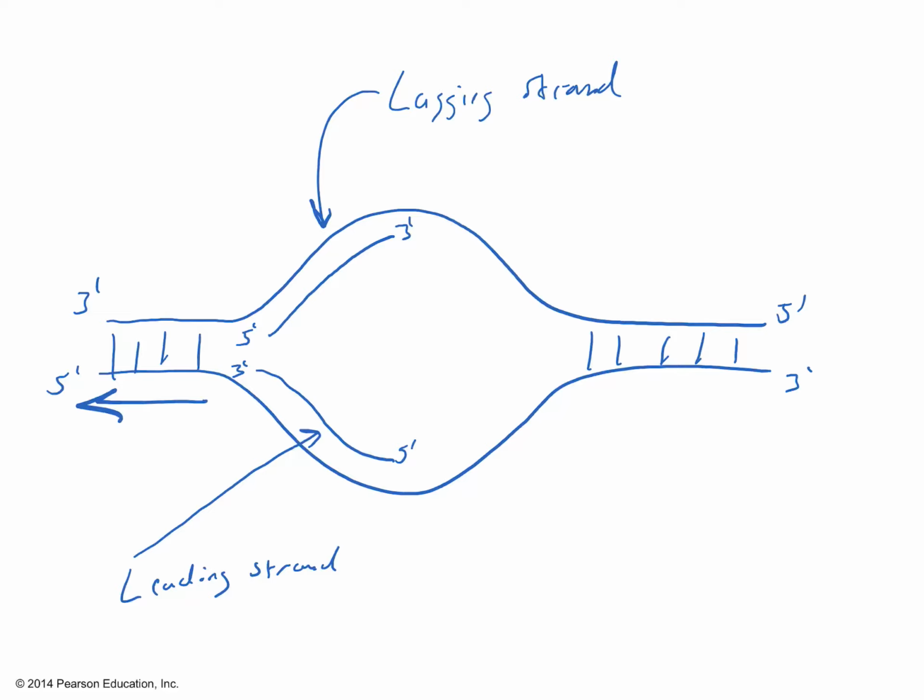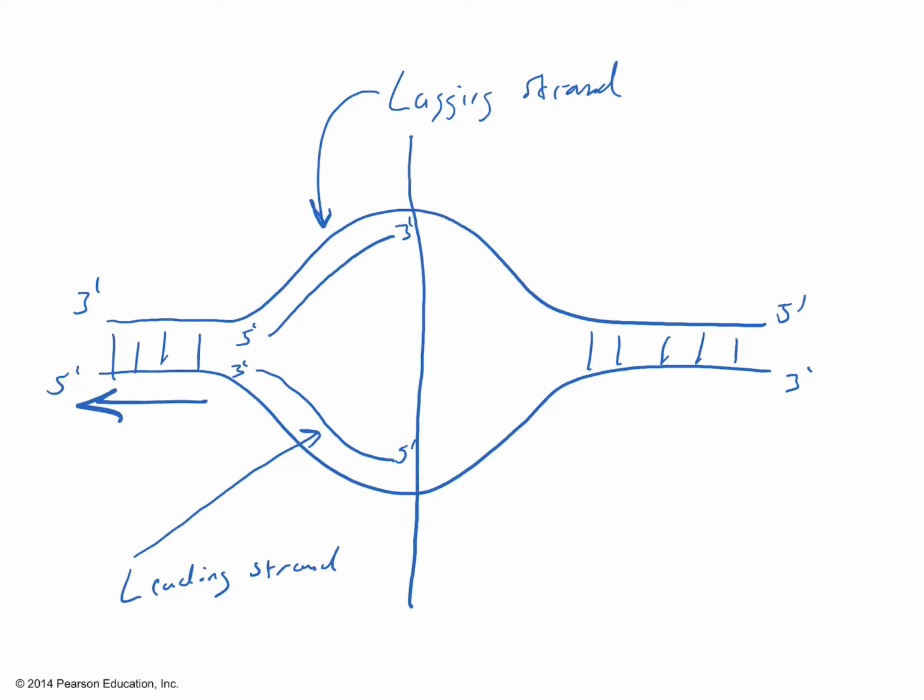How does it move in the same direction as the fork, but also build the daughter strand in the completely opposite direction, 180 degrees away? How does that happen? That's the problem here, okay? Now, there's a fix for this, but to understand it, you have to first understand the problem.